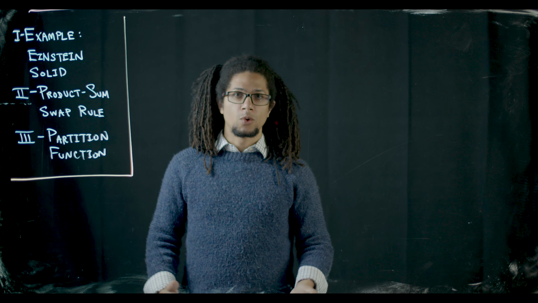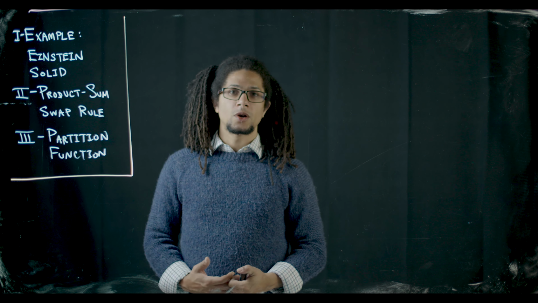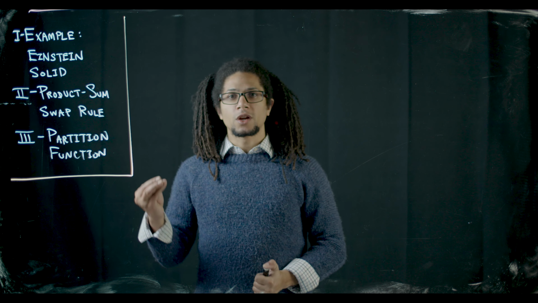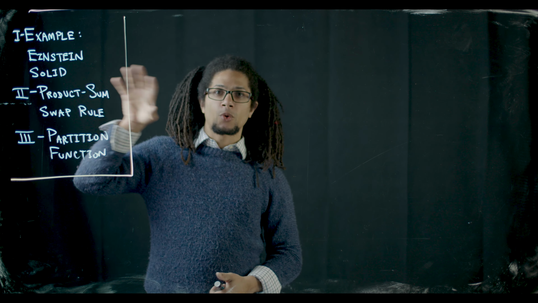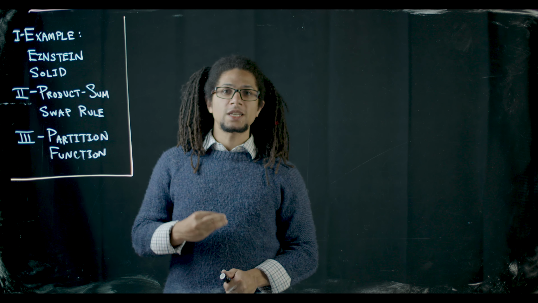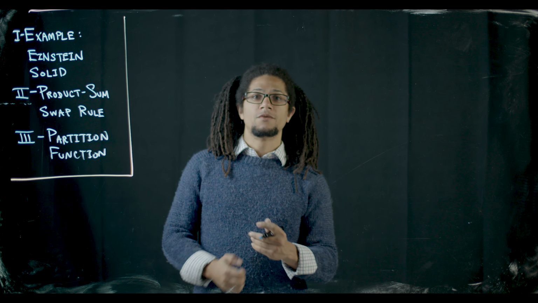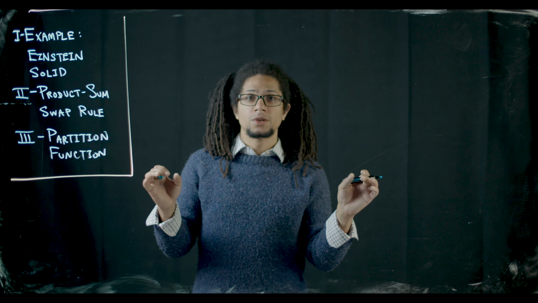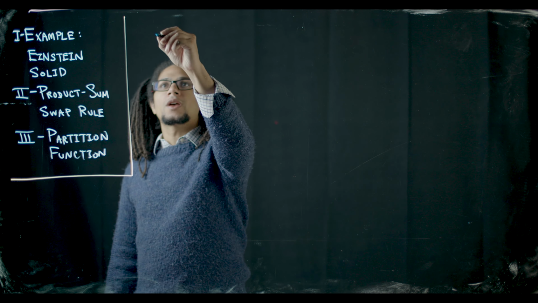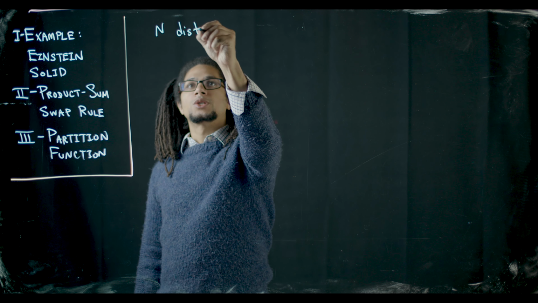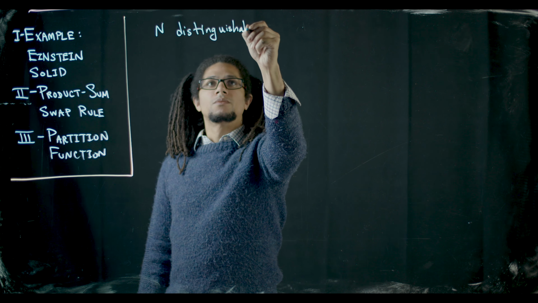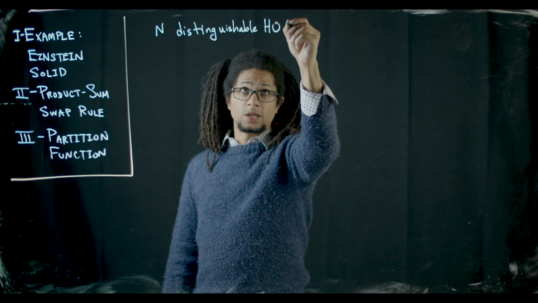multi-particle systems work. All right, so in this video, we're going to start looking at multi-particle systems, and we're going to do that mainly by way of example. We're going to look once again at the Einstein solid. Remember that this system is composed of distinguishable harmonic oscillators. Let's just say N of them. So N distinguishable harmonic oscillators, HOs.